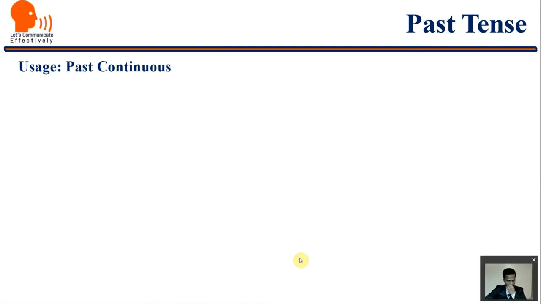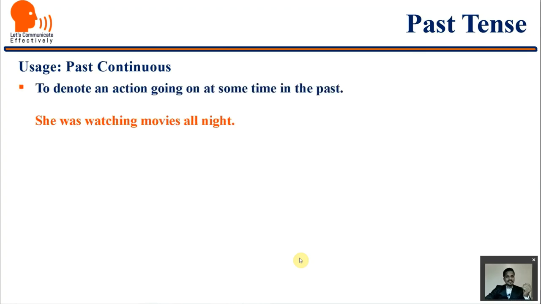Let us move next to past continuous. It is used to denote an action going on at some time in the past. For example, she was watching movies all night. So it denotes an action that was just going on at some time in the past.